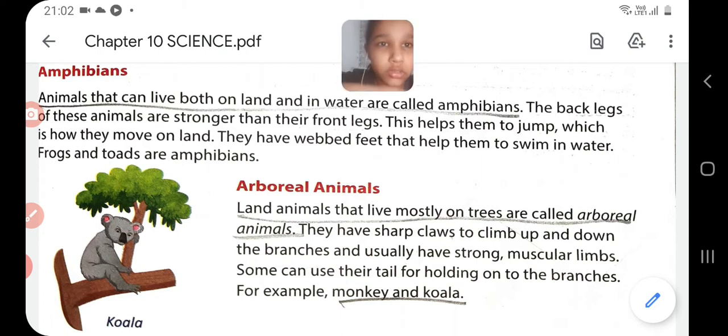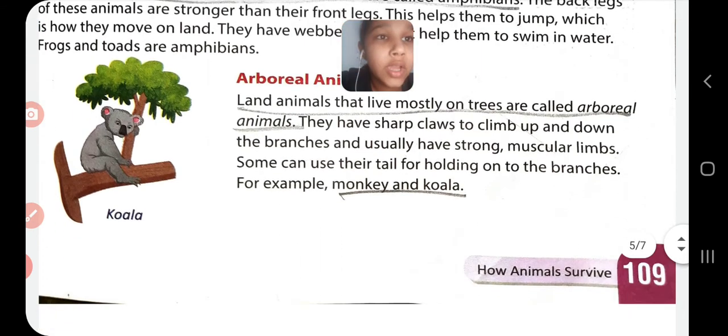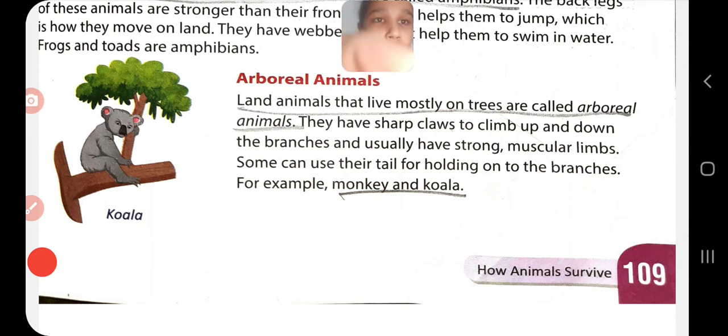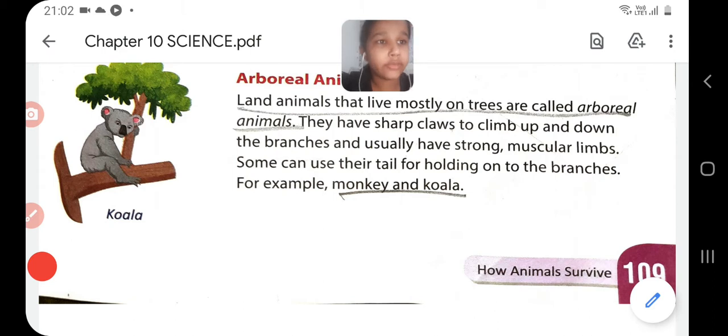Frogs and toads are amphibians. Now comes our arboreal. These animals live mostly on trees. They can come on land also, and sometimes they can go in water also. But mostly they live on trees.